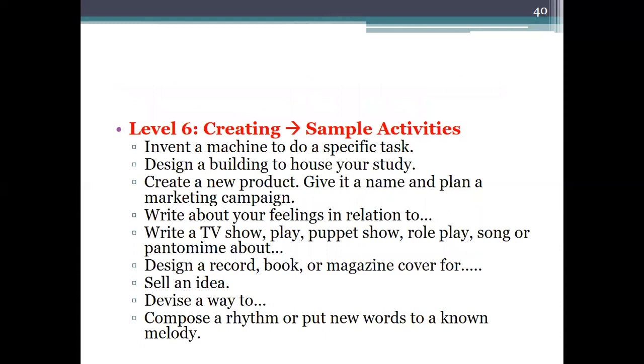Activities which can be at this highest level, level 6, creating, of the cognitive domain might be like: invent a machine to do a specific task, design a building to house your study, create a new product, give it a name, and plan a marketing campaign. If we look at these activities, all of them indicate that the person working on such an activity has graduated for all the required qualifications, and now he is able to do new things in that field, write about your feeling in relation to, and so on.